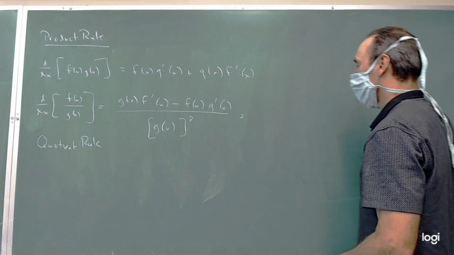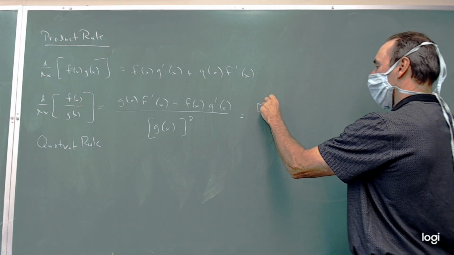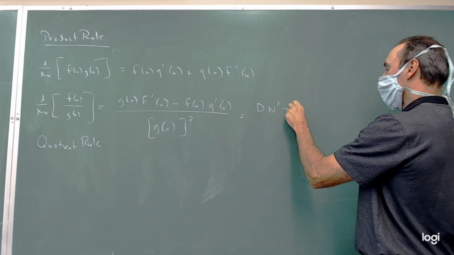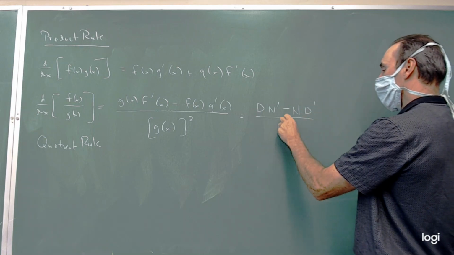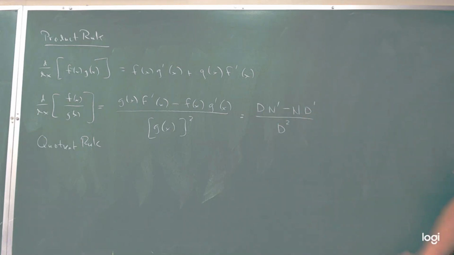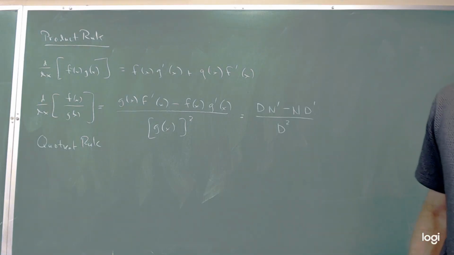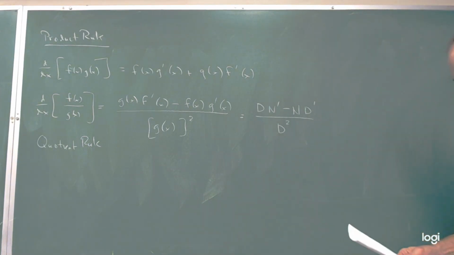Some people like to shorten it up a lot and say denominator times derivative of the numerator minus numerator times the derivative of the denominator, over denominator squared. I don't know if you like that or not. There's a cute little saying, but I never remember it, so it doesn't do me much good. Something about high D low, I don't know what it is. I'm not that clever.